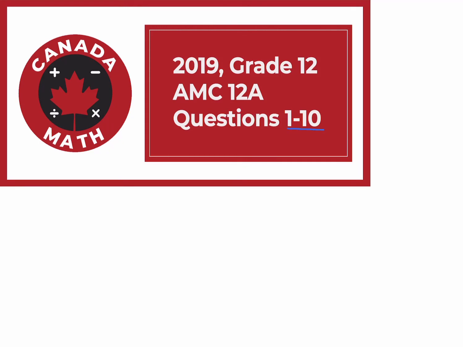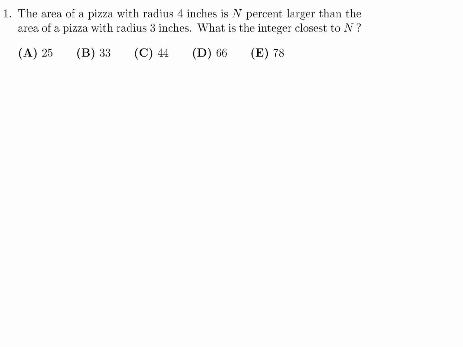Questions 1 through 10 on the 2019 Grade 12 AMC 12A. The area of a pizza with radius 4 inches is n% larger than the area of a pizza with radius 3 inches. What is the integer closest to n?